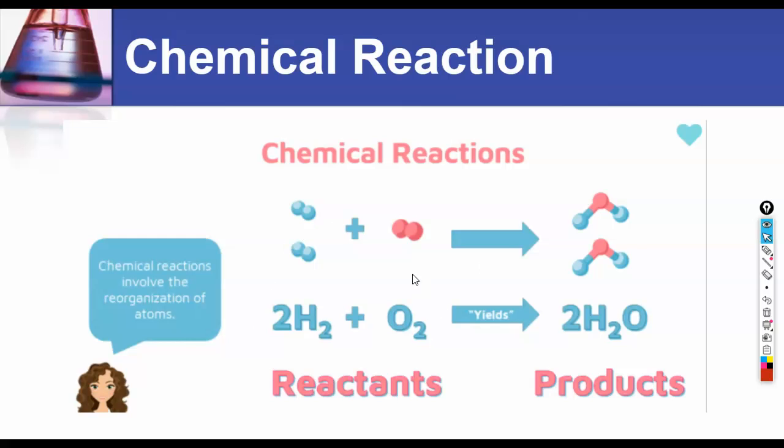And again, on the left side, we have the reactants. That's what we start with. And then we have the products. Notice that we're not really changing the types of atoms, we're just reorganizing them. And so that's why it says right here on the left that chemical reactions involve the reorganization of atoms. So we still have the same number of atoms on both sides of the equation. We're just rearranging how they're connected with each other, how they bond together.